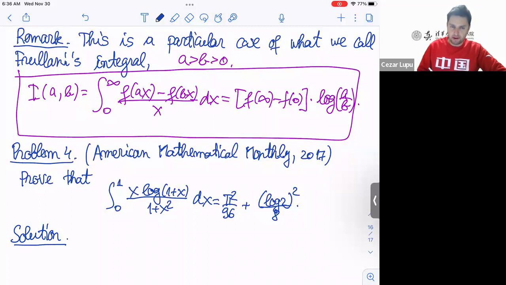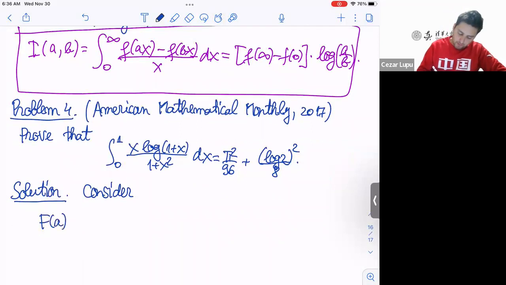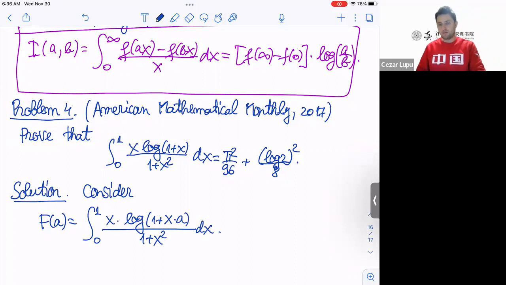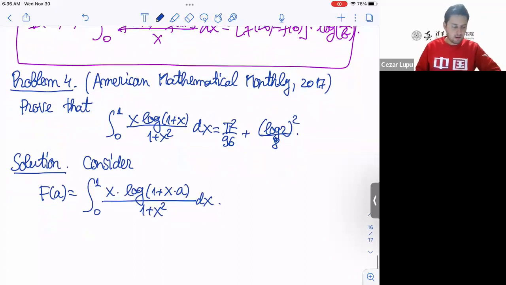I'm going to insert a parameter, and I think it's better to do it inside the log. So consider f of a to be the integral from 0 to 1 of x times log of 1 plus x times a, everything over 1 plus x squared dx. Great. Clearly this integral converges. I don't think I need to explain this. Now let's take the derivative.